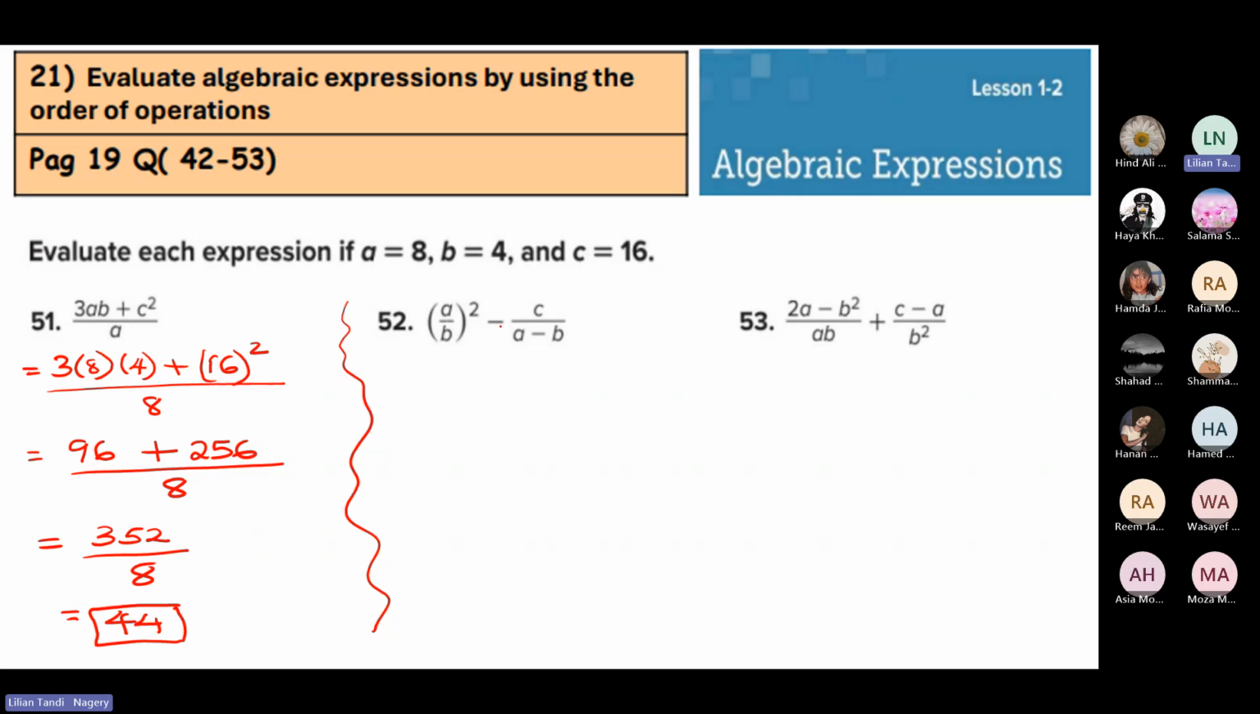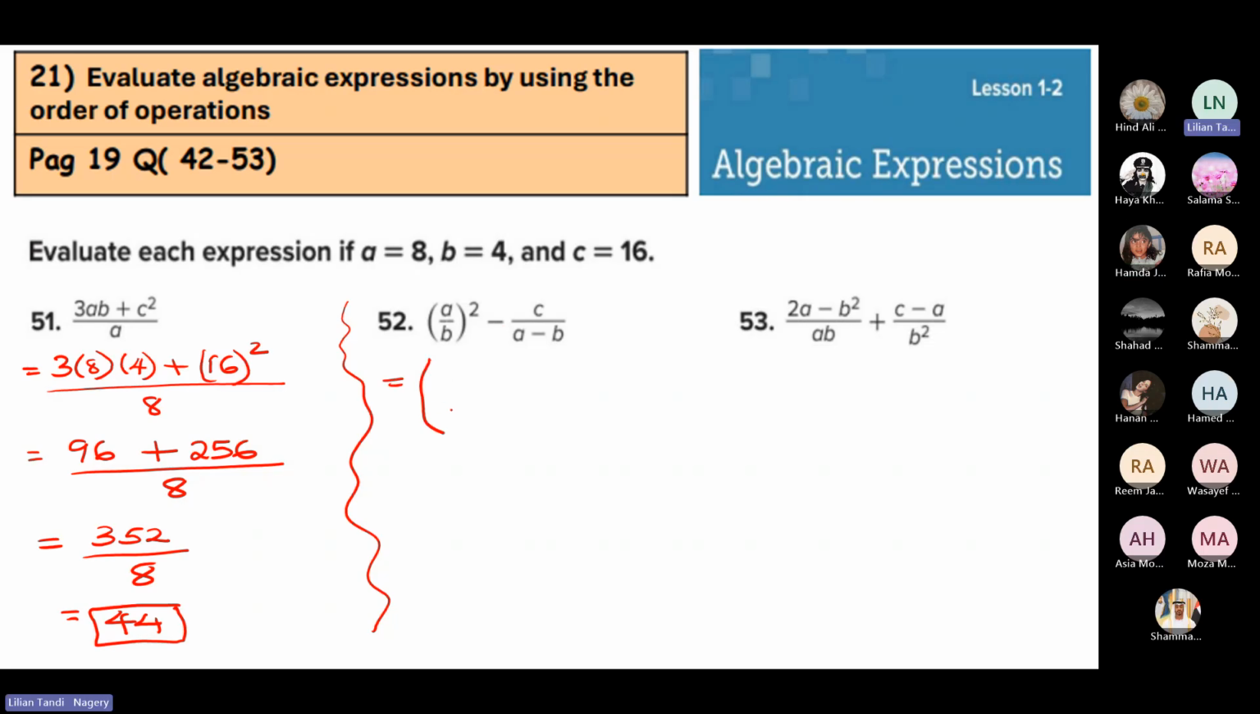Me. Okay, do. We do parentheses, and then parentheses 8. Okay, if you want to put parentheses, that's fine. Parentheses 8 over parentheses 4, then close the parentheses, squared. Very good. Minus 16 in parentheses over 8 in parentheses minus 4 in parentheses. Okay. Continue.